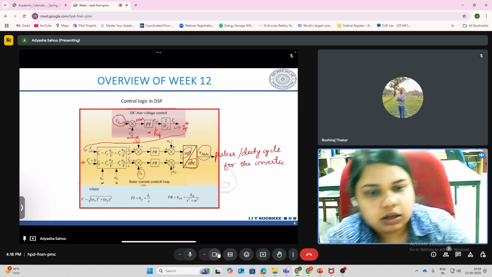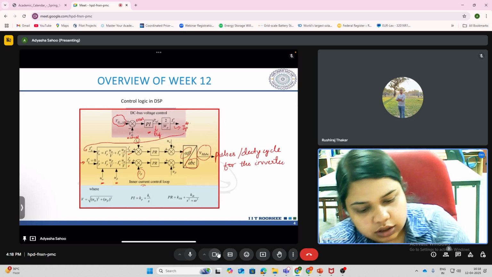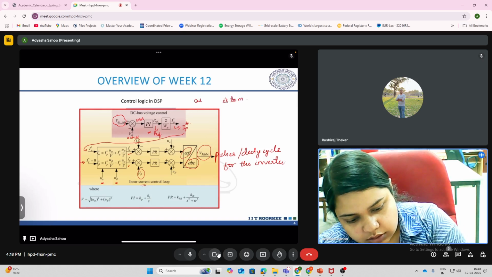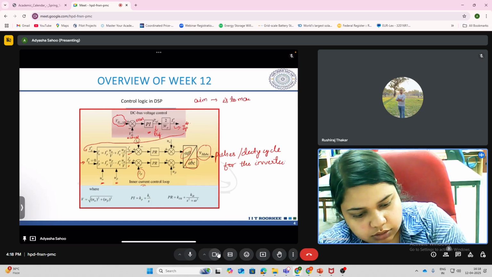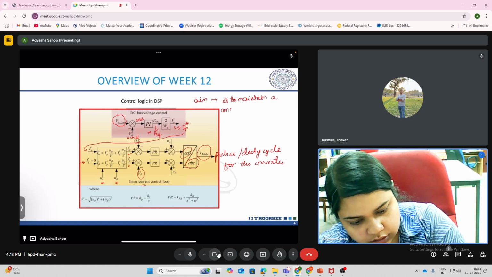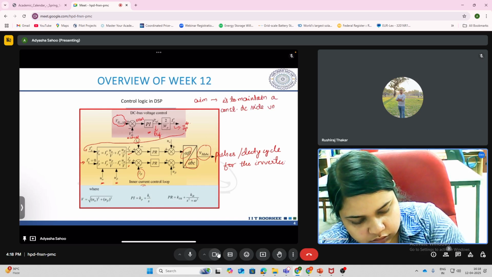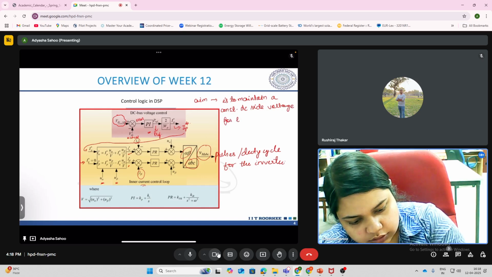So the main aim of this control logic here is to maintain a constant DC side voltage for the DC microgrid.